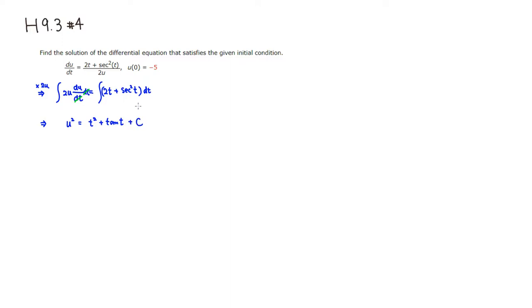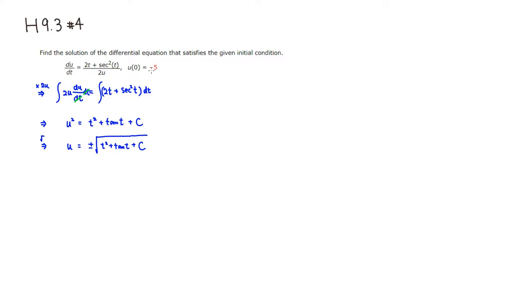Right? Since u is the solution, I'm going to try to get rid of that square. So I'm going to take the square root of both sides. Then you get u is equal to plus or minus square root of the right hand side: t squared plus tangent of t plus some constant c. That's probably the best we can do just from the differential equation.